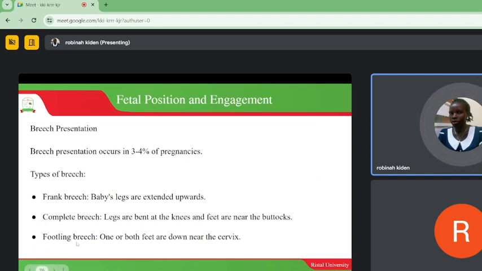Then footling breech, where one or both feet are down near the cervix. So this is where there is a problem. There is a problem.